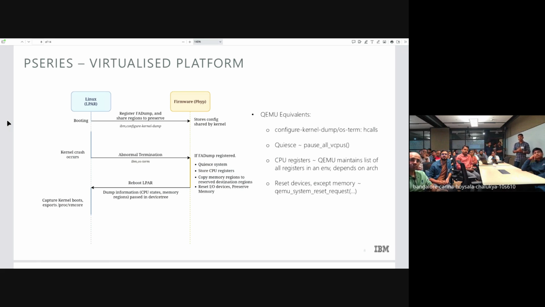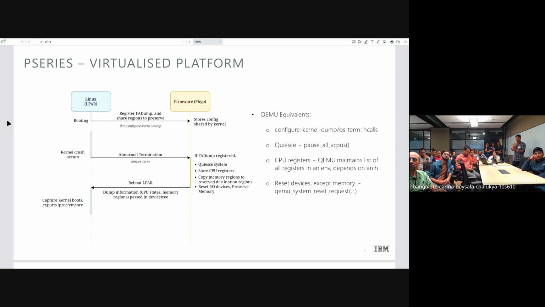At the event of a crash, the Linux kernel, instead of doing a simple reboot or something, does an hcall to signify to the firmware that an abnormal termination has happened. So it does the OS term hcall to say that okay, abnormal termination has happened. Firmware, when it gets the call, checks if FADump was ever registered. In a normal case, when you are not even registering for FADump, we don't want the firmware to do extra things. So if firmware assisted dump was registered, then the FADump flow starts.